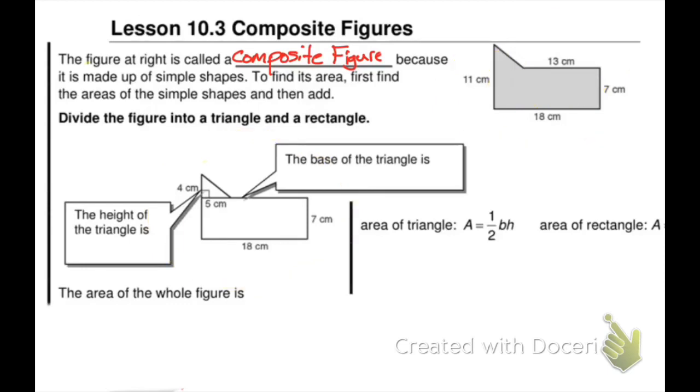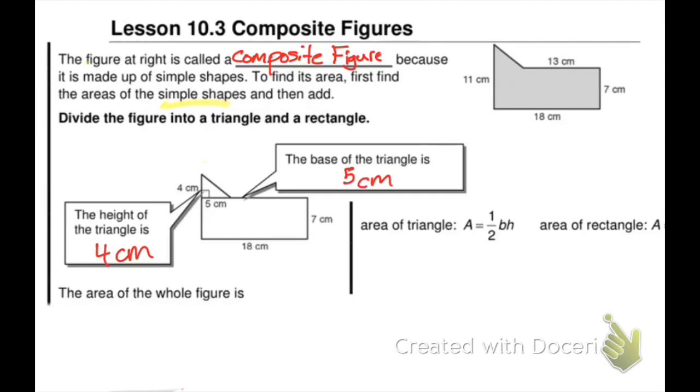So let's go and read this first paragraph here. The figure at the right is called a composite figure because it's made up of simple shapes. To find the area, first find the areas of the simple shapes and then add them together. So when looking at our shape right here, notice that we have 5 centimeters for the base, 4 centimeters for the height of that triangle. So the height of the triangle is 4 centimeters. The base of the triangle is 5 centimeters.